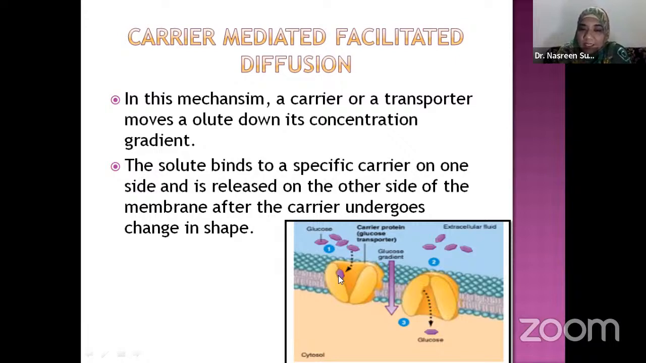Once it sits, it will change the structure. It will be like this. It will take glucose, and after taking glucose, it will become like this. When it becomes like this, it will leave the glucose inside the cell. In this way, glucose gets carried inside by a carrier.